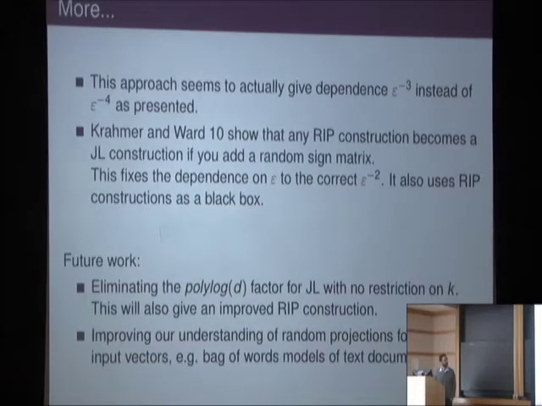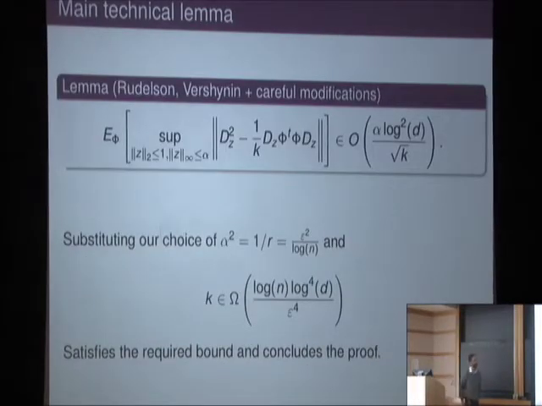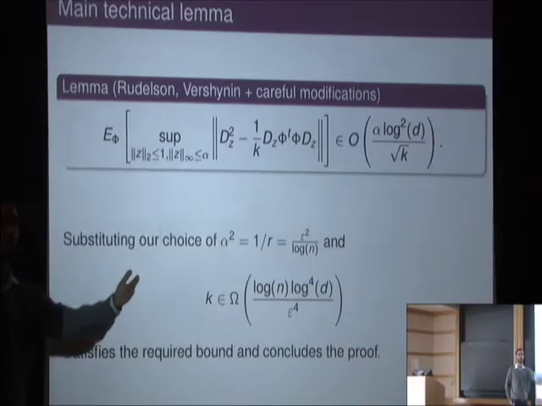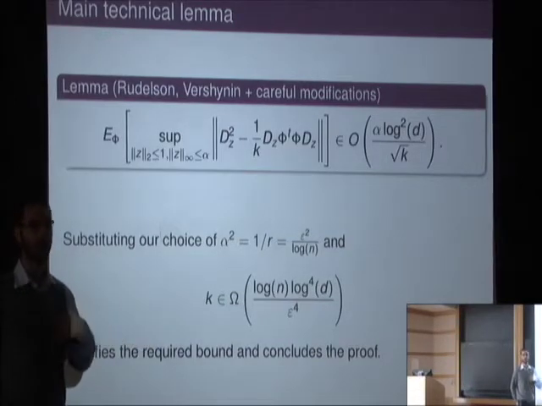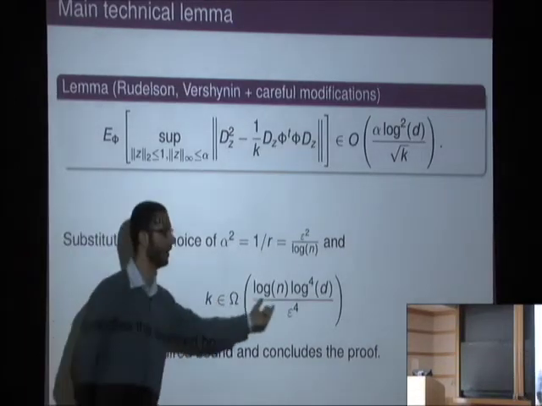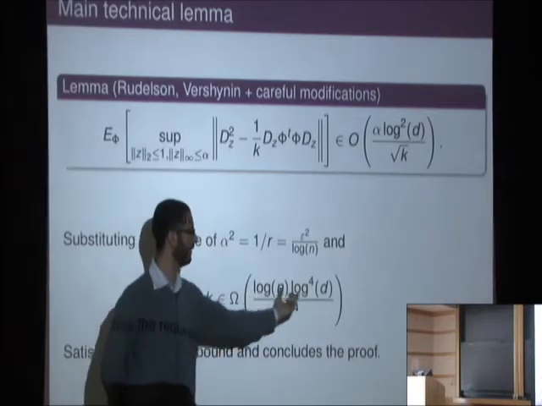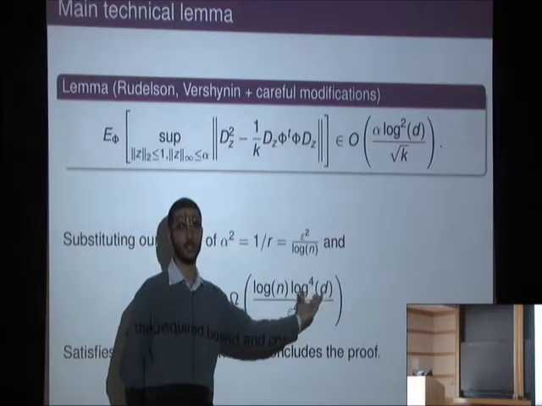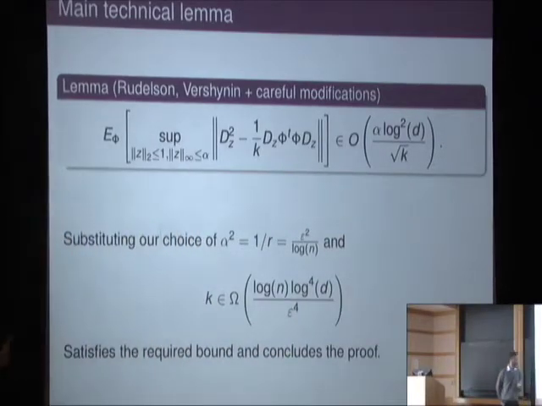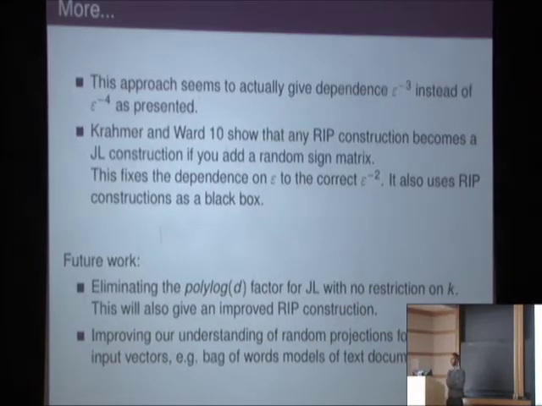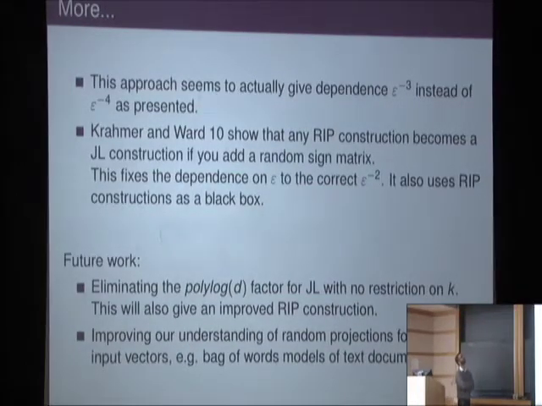But this is somehow less satisfactory because we started with an optimal projected dimension of log n over epsilon squared. And suddenly we have this log to the fourth d, which is kind of annoying, and we have this epsilon to the fourth. So this is the last slide.